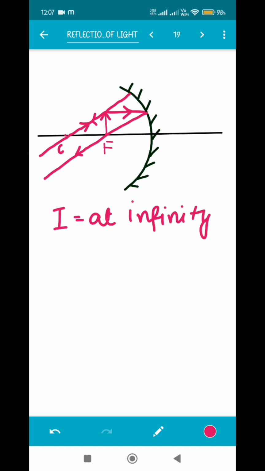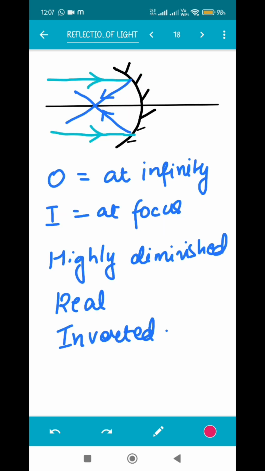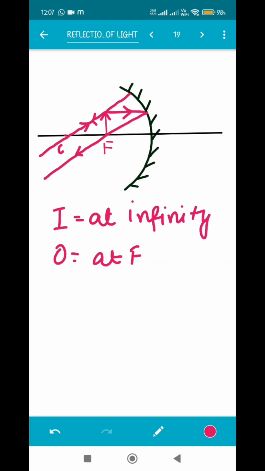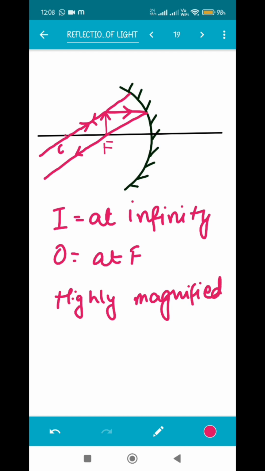So in this case, the image is at infinity, the object is at the focus, and in this case, what will be the characteristics of the image? In the previous case, we saw that it was highly diminished. In this case, the image will be highly magnified. So basically, the previous case and this case are just the opposite of one another. Highly magnified. Alright. Similarly, since this is a concave mirror, it will be a real image and it will be inverted.